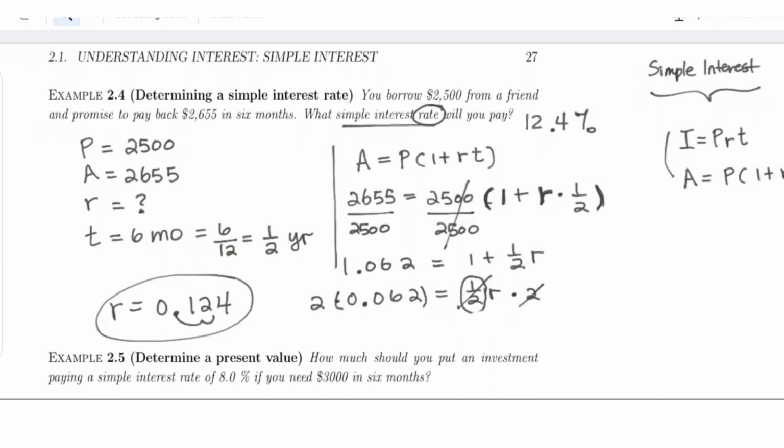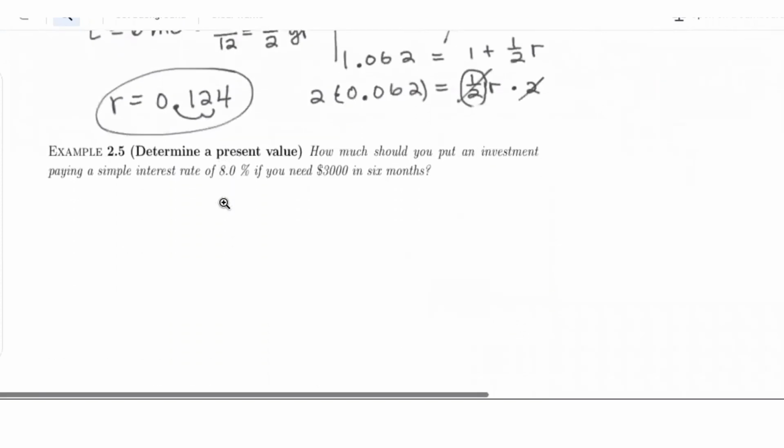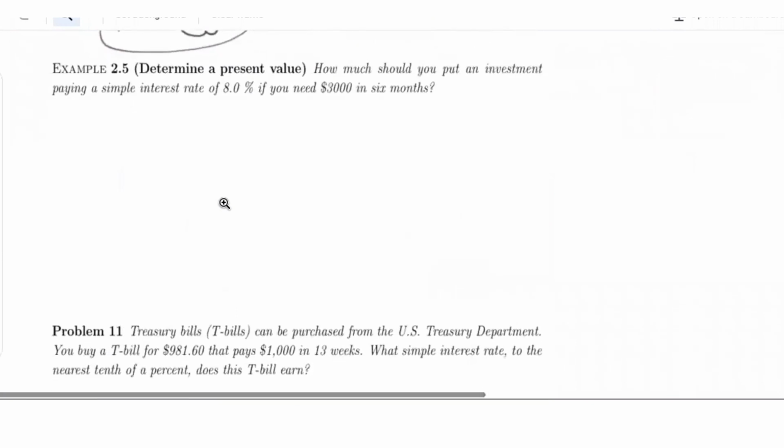Okay, any other question? Okay, so let's look at another one. All right, here's another one. Determine present value. So let's understand this question. Let's read it. How much should be put, the amount you put in now, in simple interest at a rate of 8% if you need $3,000 in 6 months?